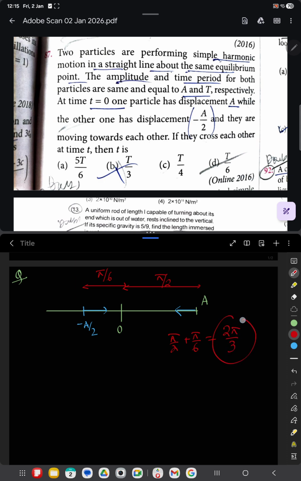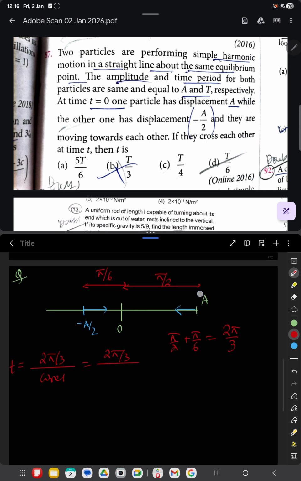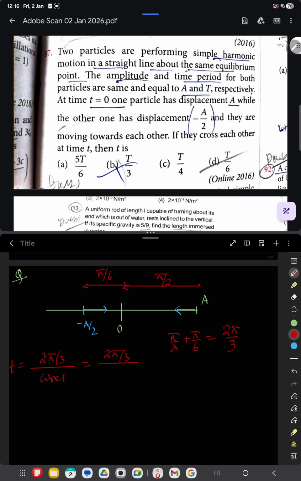So this 2 pi by 3 they will cover together. So 2 pi by 3 divided by omega relative should be equal to the time. So what is relative omega? For both of them omega is 2 pi by T, because the time period is same as given in the question. The amplitude and time period is same. So omega relative will be omega plus omega because they are moving towards each other. So 2 omega is 4 pi by T. So 2 pi gets cancelled out, T by 6.